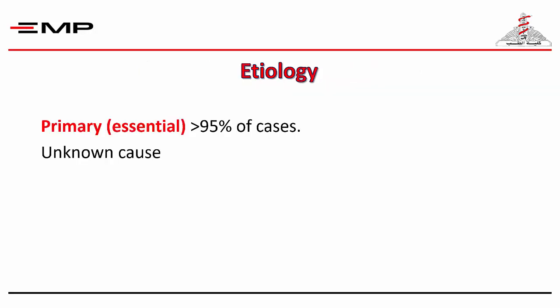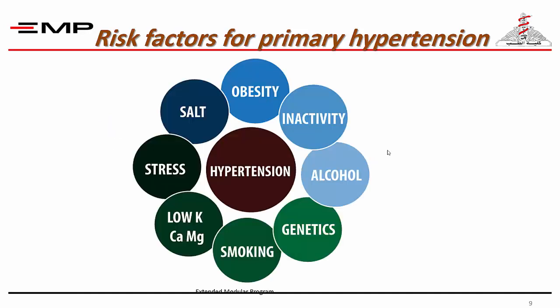Primary or essential hypertension is by definition of unknown cause. It represents more than 95% of cases of hypertensive patients. Risk factors for primary hypertension include obesity, inactivity, alcohol abuse, smoking, a low potassium, calcium, magnesium diet, an increased salt, sodium diet, stress, and genetics.